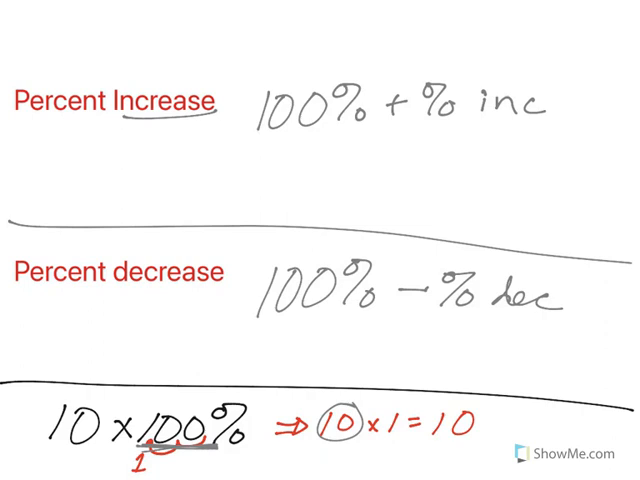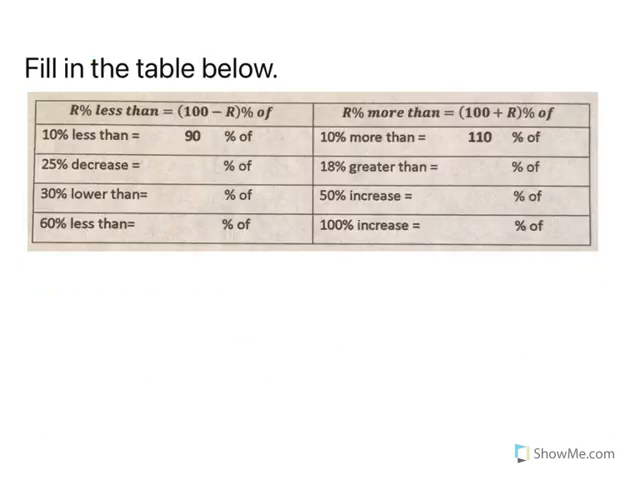And this will make more sense as we get in. But the big key to remember here is the base. That 100 is your status quo. That is where we want to stay the same. All right, so let's fill in the table below.